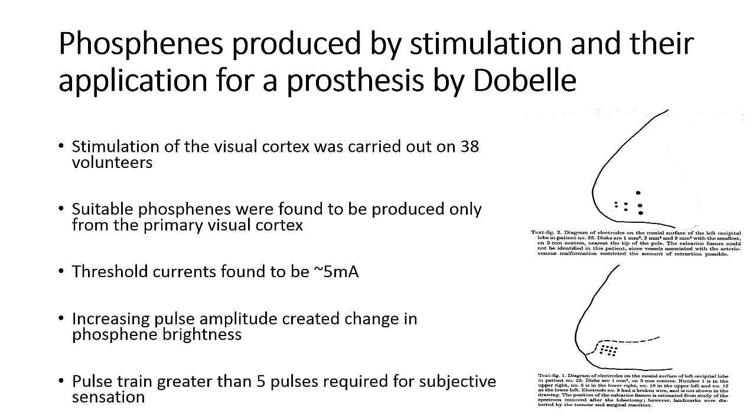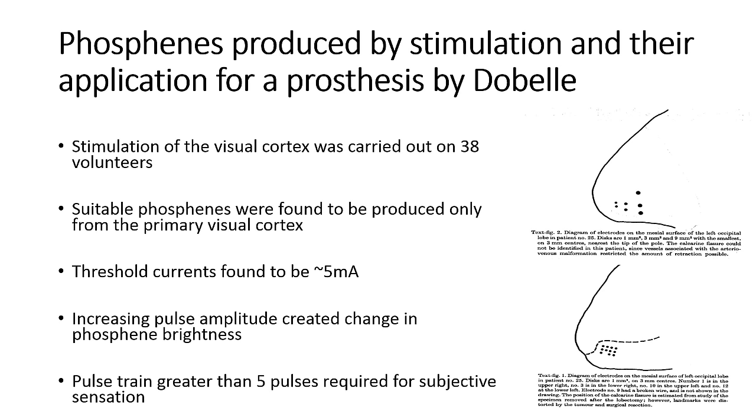However, most of their findings matched that of Dr. Brindley and Dr. Lewin. However, they had some findings that directly conflicted those of Dr. Lewin. They found that phosphenes were produced from stimulation of the primary visual cortex, as usual, and they found that they require threshold currents of about 5 milliamperes in order to produce the phosphenes.